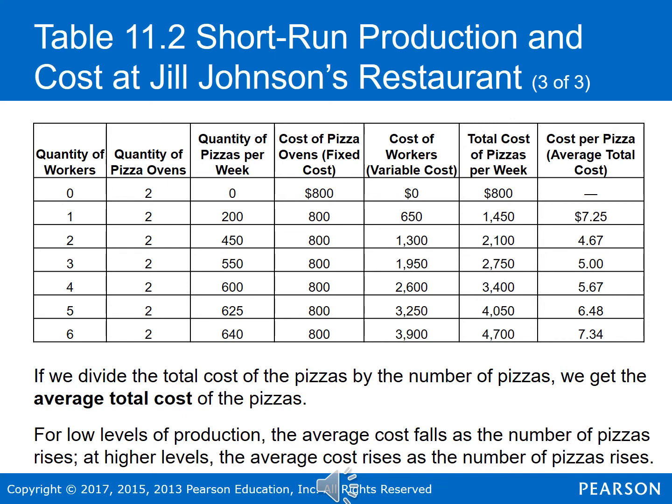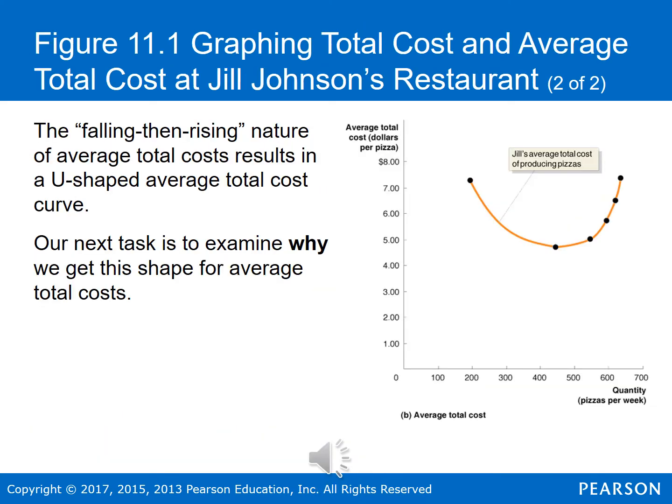Each individual worker is going to be producing fewer pizzas, so now the average total cost is going to begin increasing again once you pass a certain number of workers. Because the average total cost falls initially and then rises as the number of workers begins to increase, this results in the U-shaped average total cost curve. So our next task, we're going to begin examining why we get this shape for the average total cost curve, why we see this U-shaped average total cost curve.